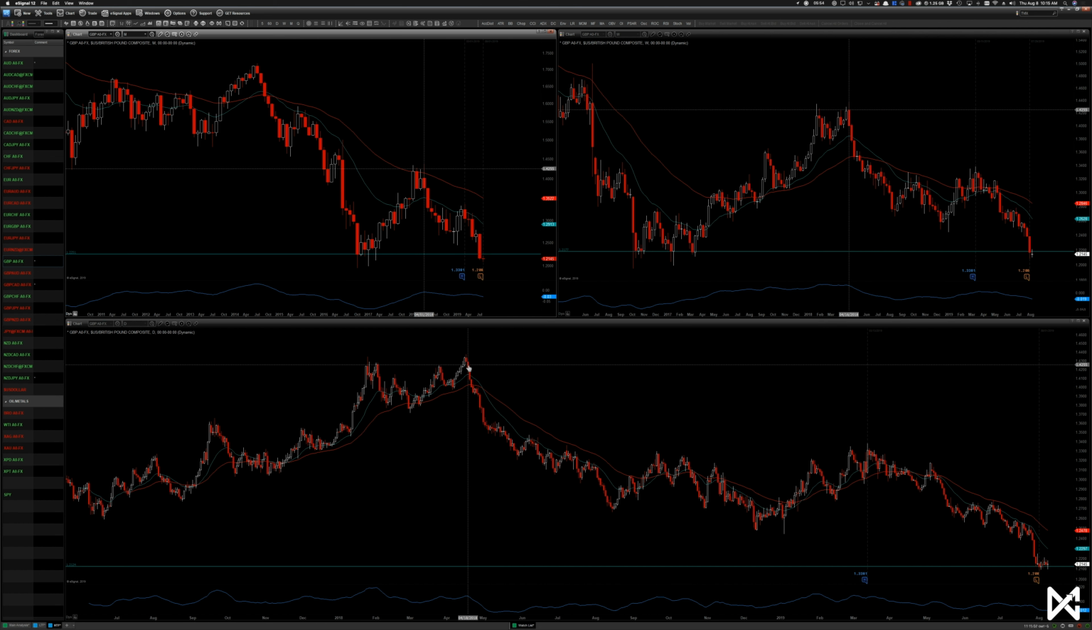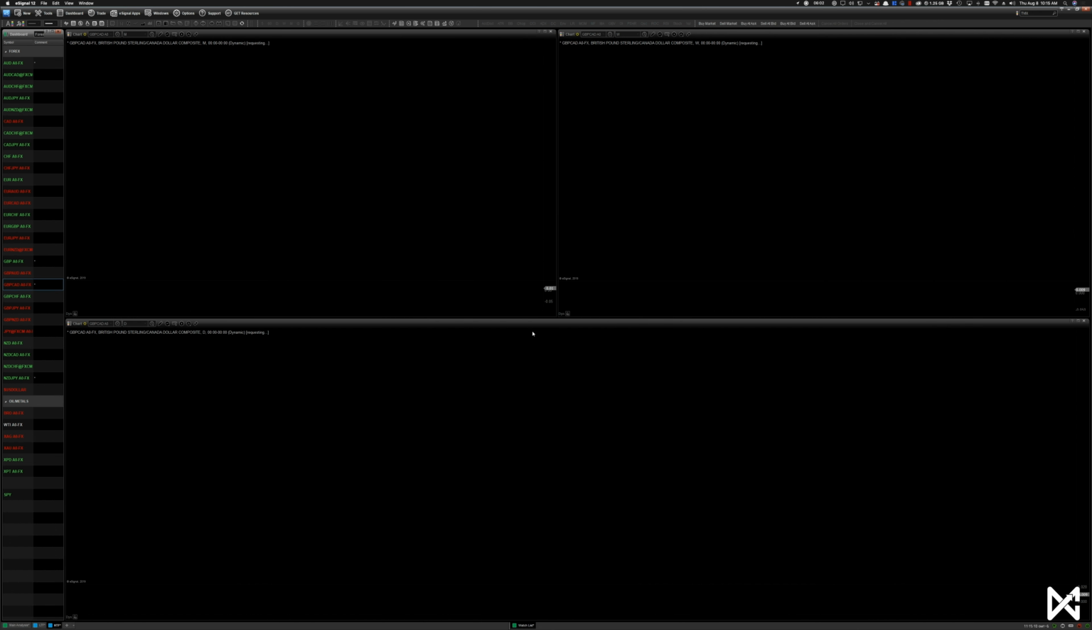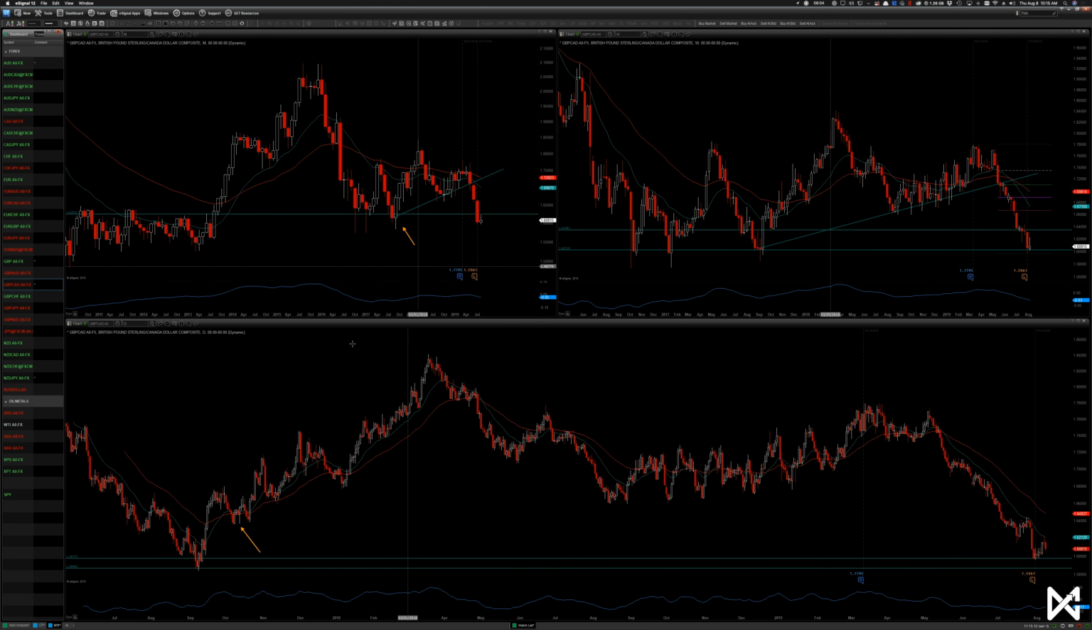But you can see on a daily chart, it has these small little pullbacks. So it's a trend on a lower time frame. Next example. Same thing here as an example.